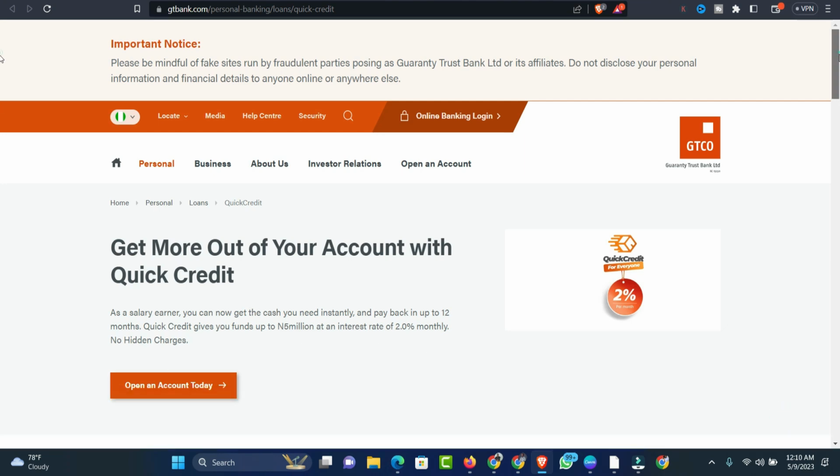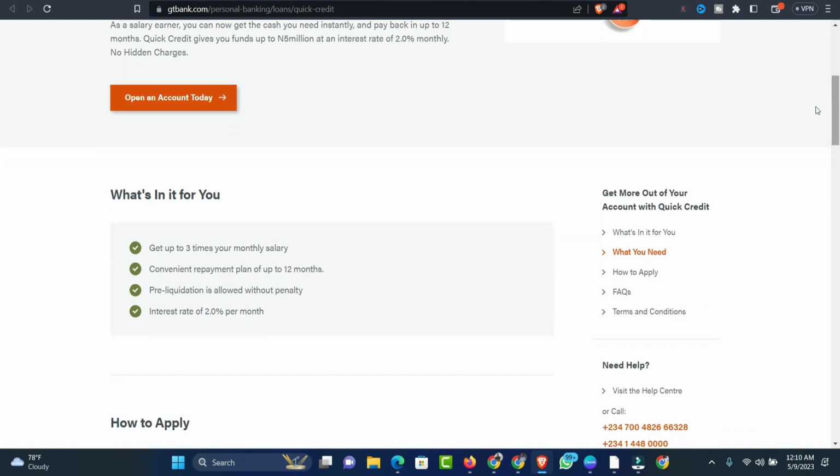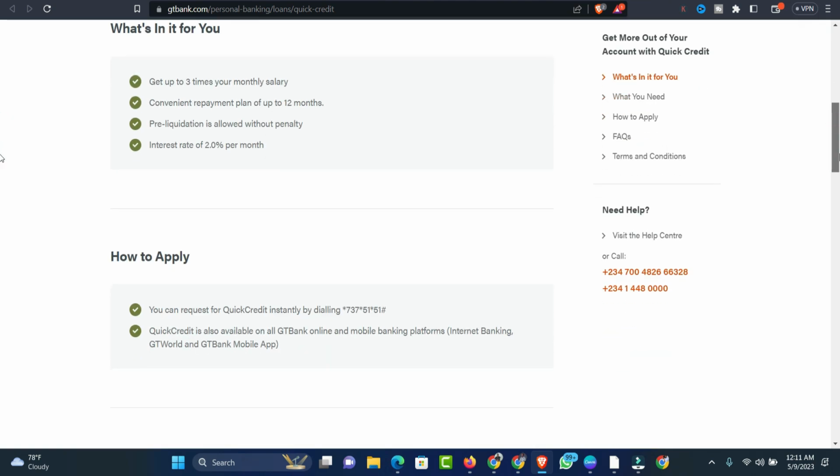So you can see what GTBank has in store for you: get up to 3 times your monthly salary. Convenient repayment plan of up to 12 months. Pre-liquidation is allowed without penalty. Interest rate of up to 2% per month.